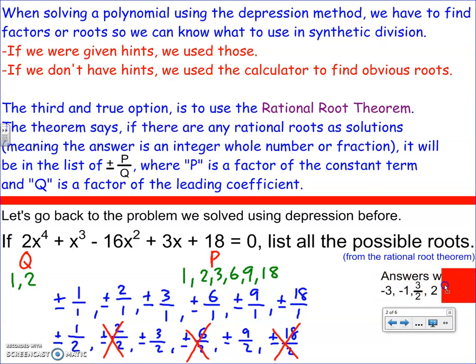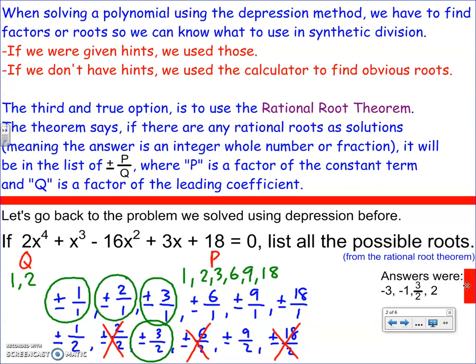If I go back to the problem, remember the answers were negative 3, which is right here. Negative 3 is in that. Negative 1 was in this, so I would have found the first answer pretty early. Positive 3 over 2 comes from this one, and positive 2 comes from this one. So see, all of the fraction or whole number answers will be in that list.